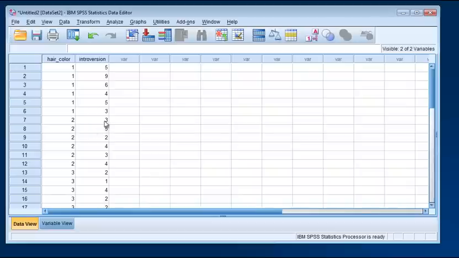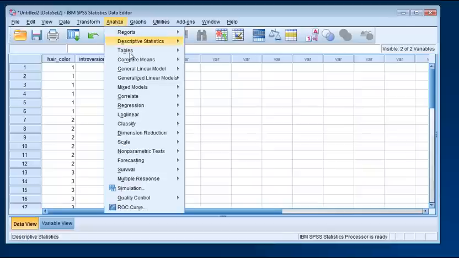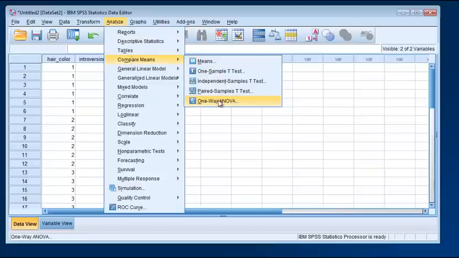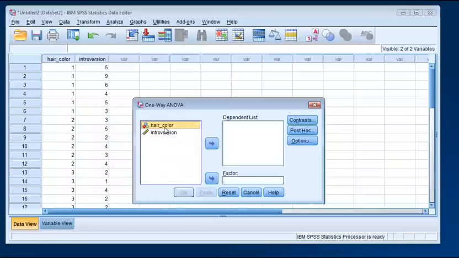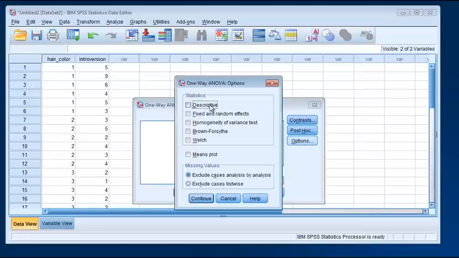So we'll just quickly run the analysis of variance itself, just to make sure that we should even bother with the planned comparisons, or the planned contrasts. If you get a non-significant ANOVA, then you're just done. So we put hair color in the factor box because that's our independent variable, and introversion in our dependent list. That's our dependent variable. And we'll just select a few options.